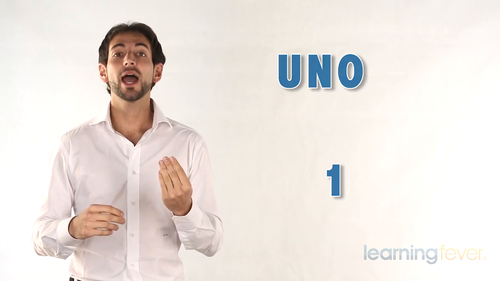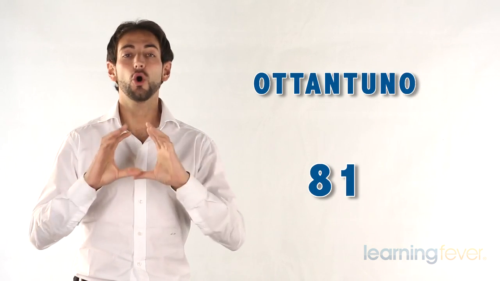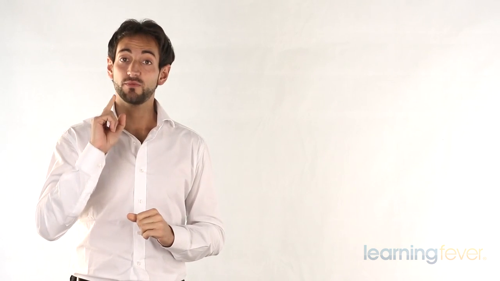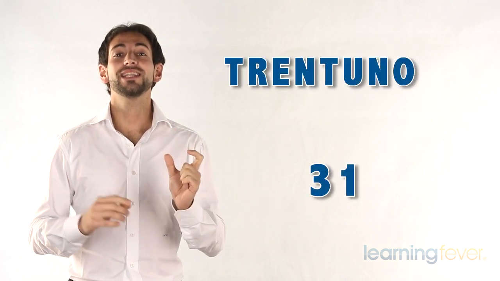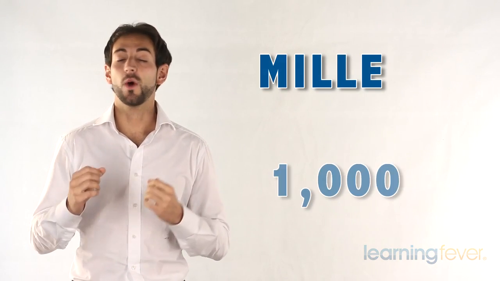80 ends with a vowel. So you need to remove the final A when it's followed by numbers like 1 and 8. So it's not 81, but it is 81. And remember, this rule applies to all multiples of 10. So this time let's try 31. 31.